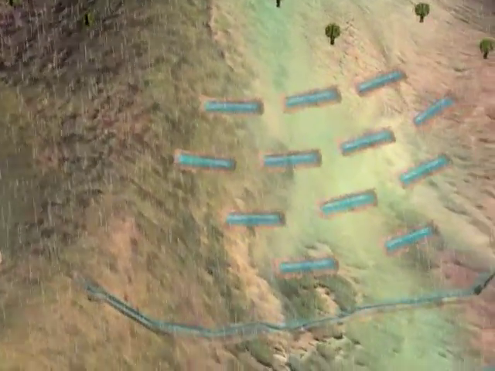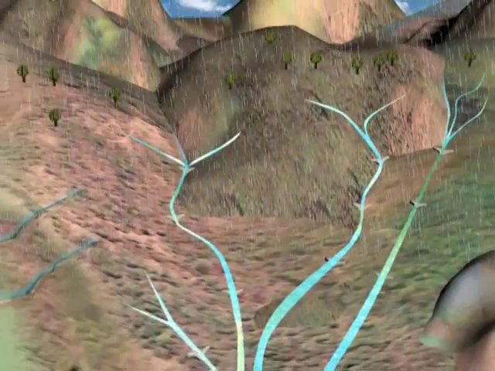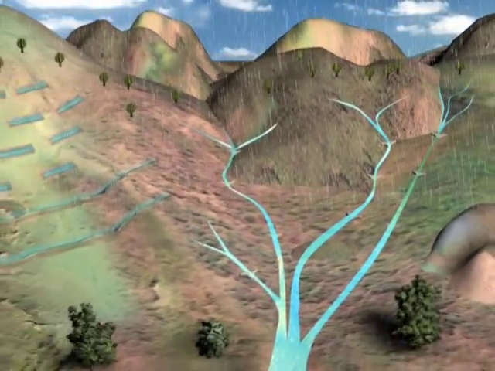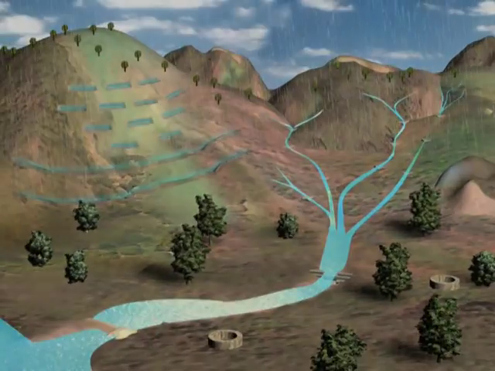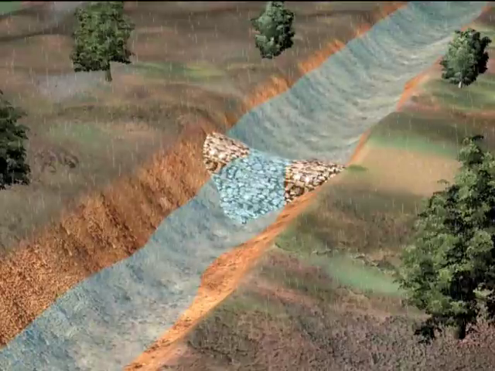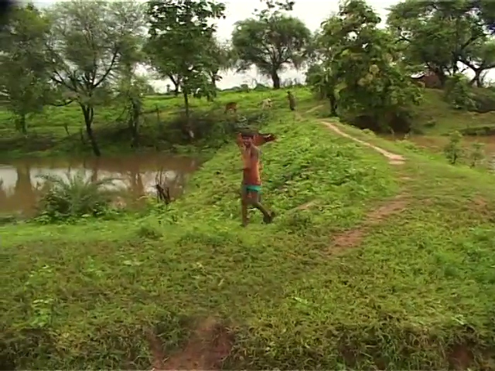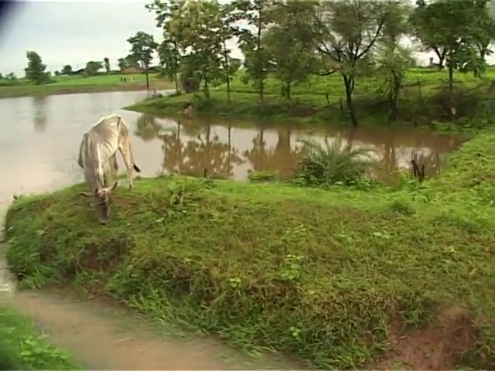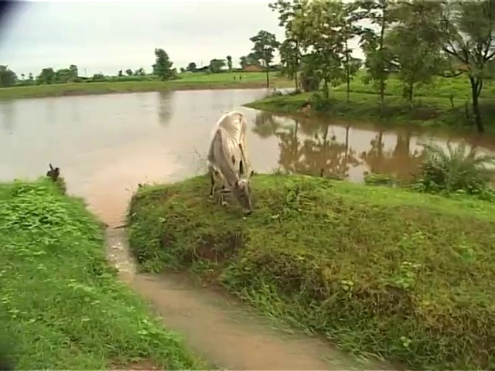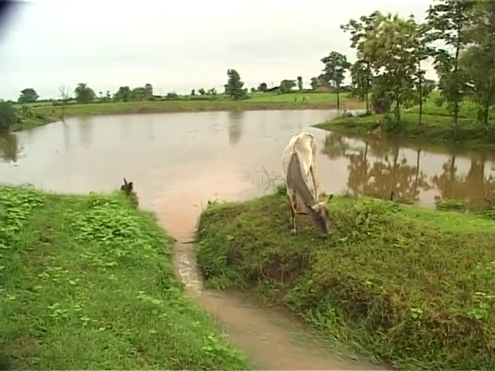Watershed development involves a series of steps to stop this rainwater where it falls. To make it walk rather than run, to make it walk slowly below the ground, and not allow water to flow away rapidly over the terrain. This way, the same water becomes available for a longer period of time within the village.